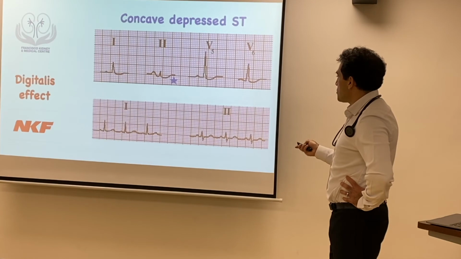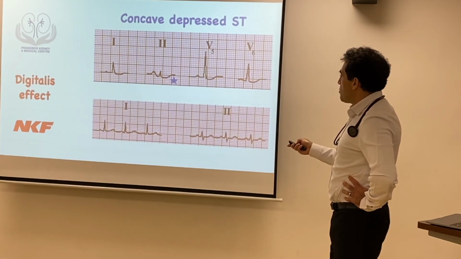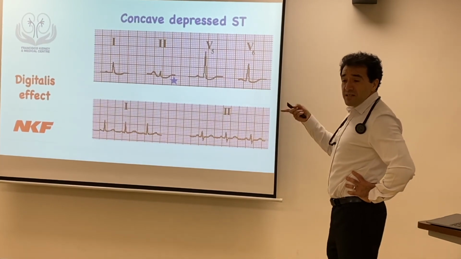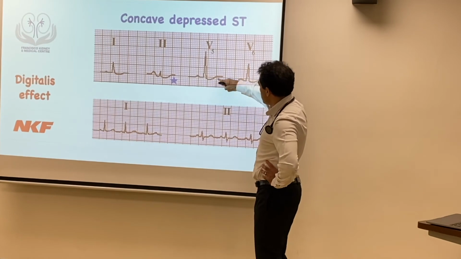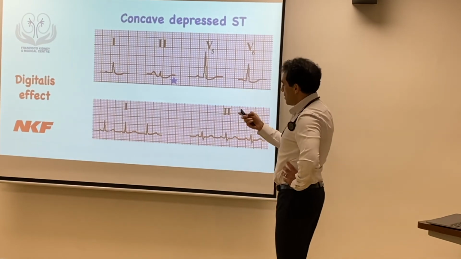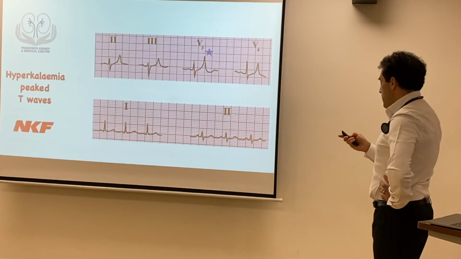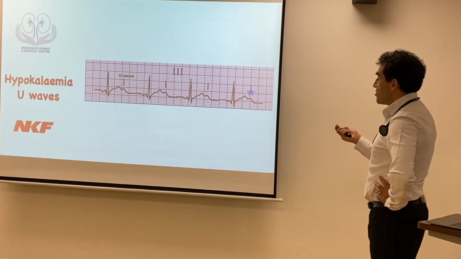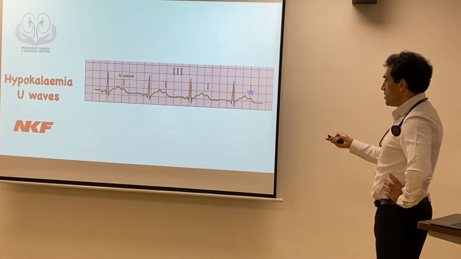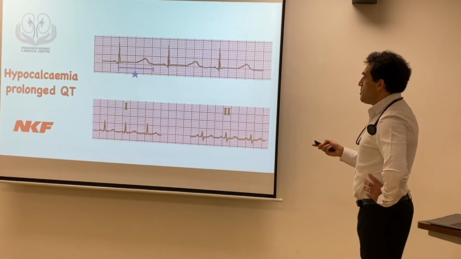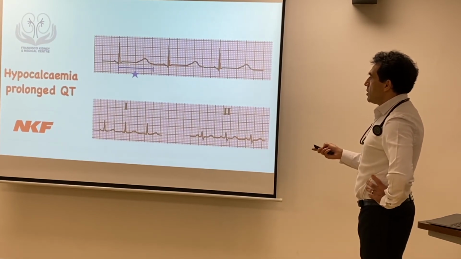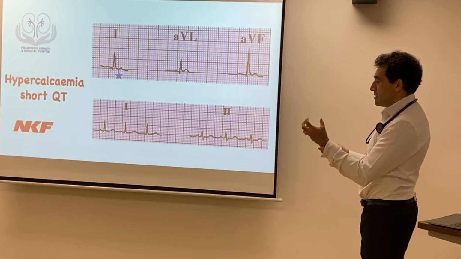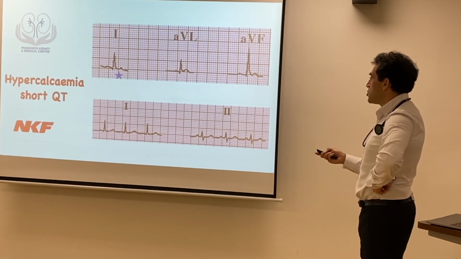Digitalis effect, which can cause this concave depressed ST. It's different from the ST of ischemia. Remember, this one goes down like that, and the ischemic one is like that. Hyperkalemia can cause these peaked T waves. The U waves of hypokalemia that I already mentioned, remember? Hypocalcemia can cause this prolonged QT. Hypercalcemia, the opposite: more calcium doesn't allow the heart to relax as much, so that's why the QT is shorter.